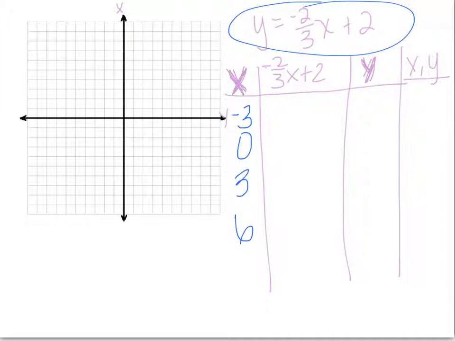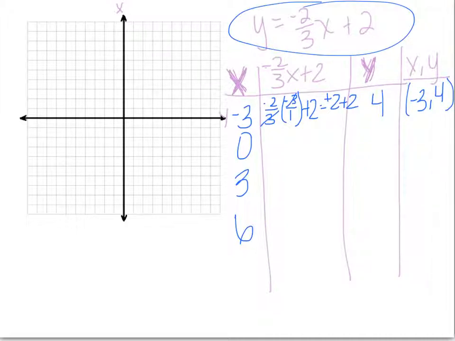Now all I'm going to do is plug in -3 for x. So I'm going to do -2 thirds times -3 over 1 plus 2. My 3's cancel out, so I'm left with +2 plus 2, which is 4. So this ordered pair is -3, 4. I'm going to show you another one, and then I want you to try the other two on your own. So I'm going to do -2 thirds times 0 plus 2, which is just 0 plus 2. So y equals 2. So my ordered pair is 0, 2.